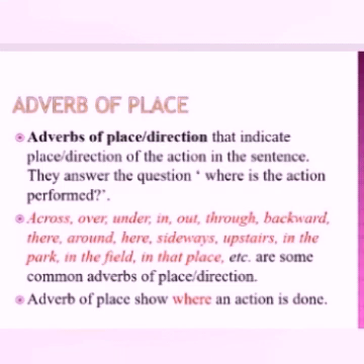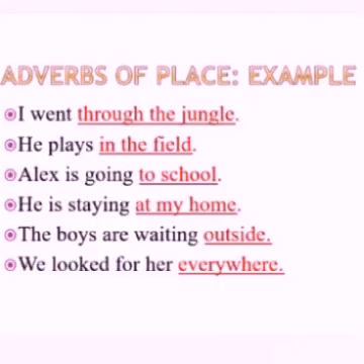Adverbs of place show where the action is done in the sentence. Let us see the examples. I went through the jungle. He plays in the field. Alex is going to school. He is staying at my home. The boys are waiting outside. We looked for her everywhere. So: through the jungle, in the field, to school, at my home, outside, everywhere. These give the direction or where the action is performed.